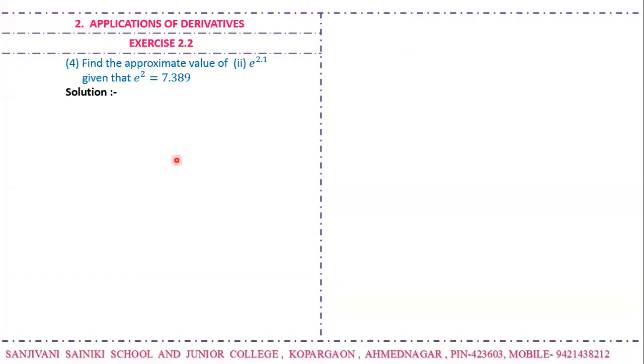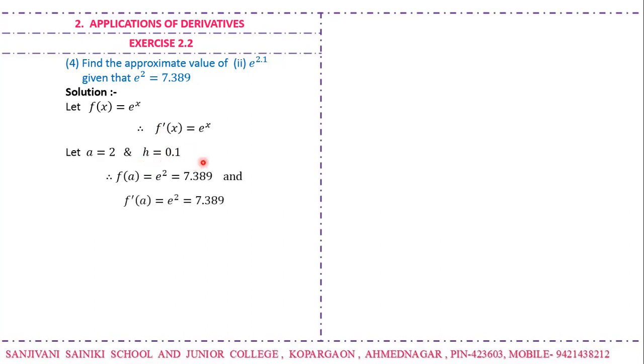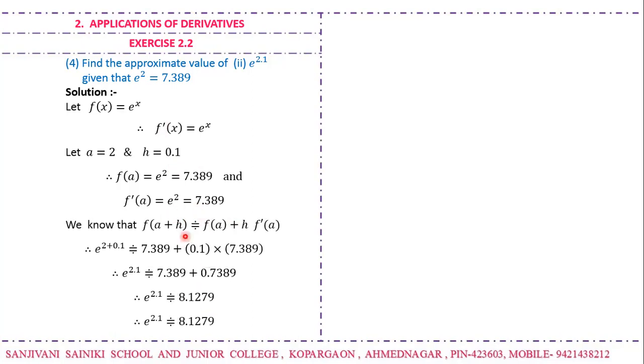e to the power 2.1. So here you have to choose f of x is e raised to x, f dash of x is e raised to x, a is equal to 2 and h is equal to 0.1. Just put the values in the approximation formula and you will get the answer.